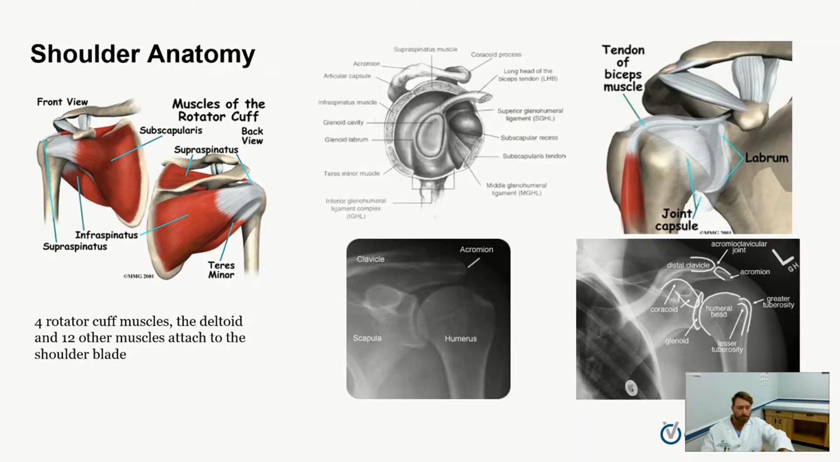There's several ligaments that surround the shoulder that help stabilize the joint. And there's several muscles that attach to the shoulder. The rotator cuff muscles are the ones you have probably heard about. There's 4 of those muscles, but there's 13 other muscles that connect the shoulder joint to the shoulder blade. So 17 muscles move the shoulder, making it a complex joint with a lot of moving parts.